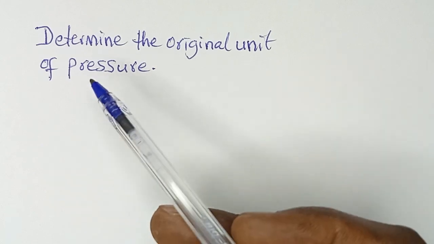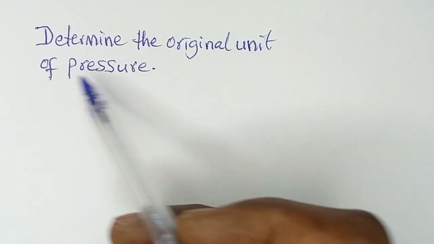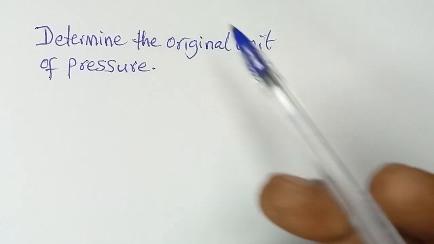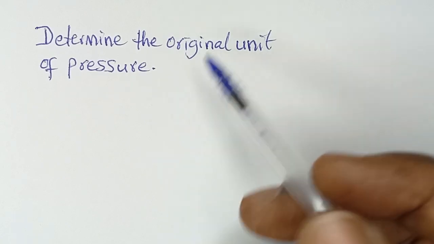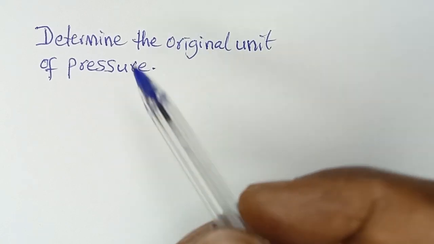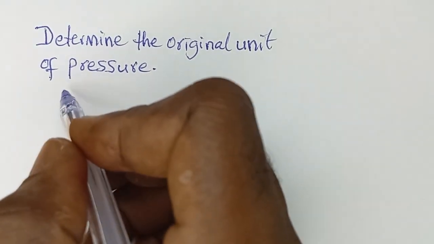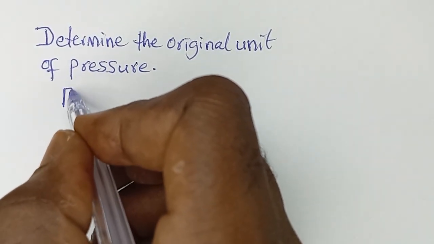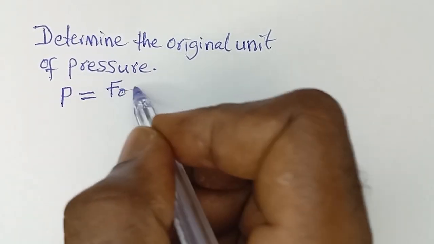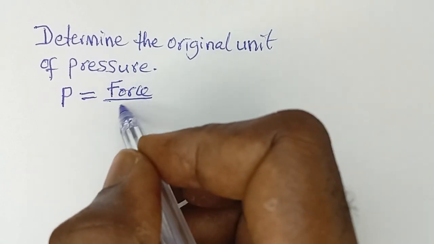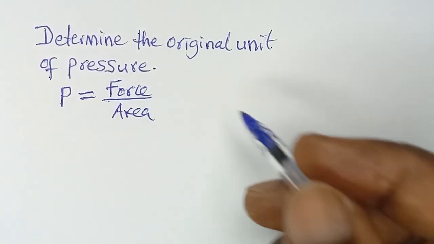So the question I have here today says, determine the original unit of pressure. Now, most of us know the unit of pressure as Newton per meter square, which is also called the Pascal. But I want to show you the original unit of the pressure. Now, we will start with the formula for pressure. Pressure P is equal to force over area. So this is the formula for pressure.